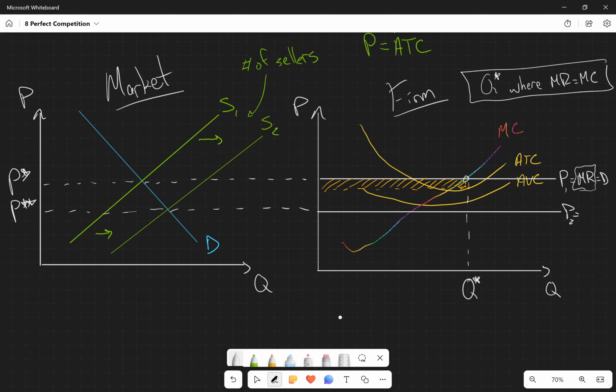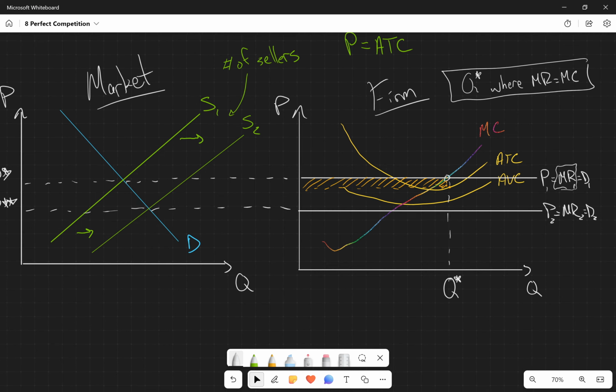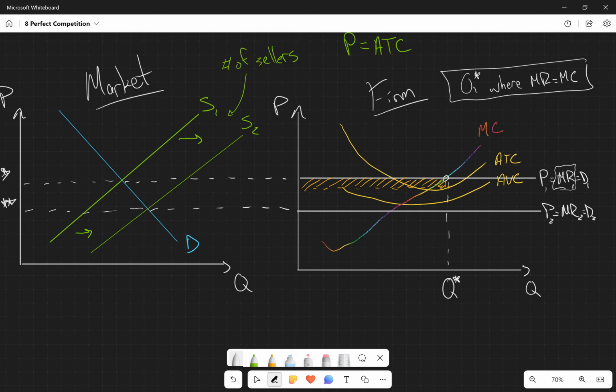P2. MR2. D2. At this particular juncture, again, we're going to use our profit maximizing optimal rule here, right? And we're going to find where they meet. We're going to drop an anchor down. We're going to label that Q double star.